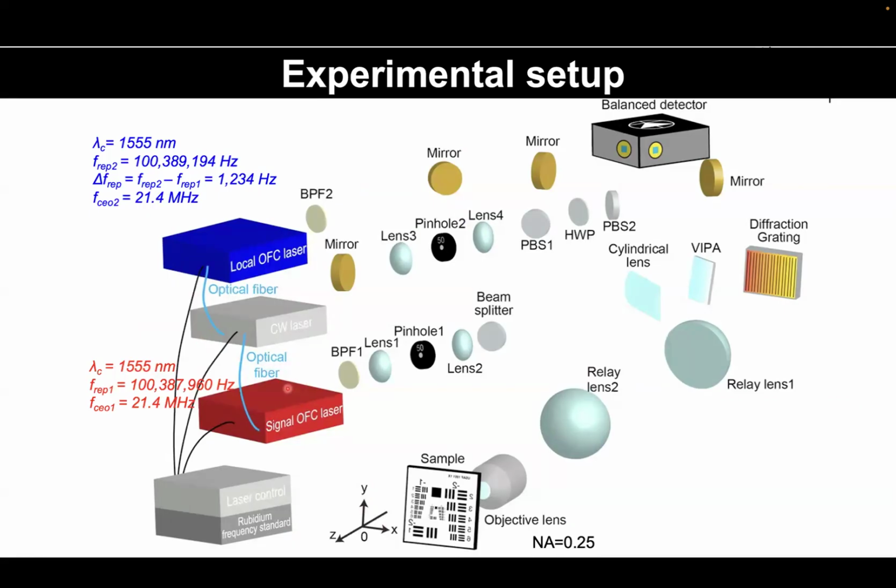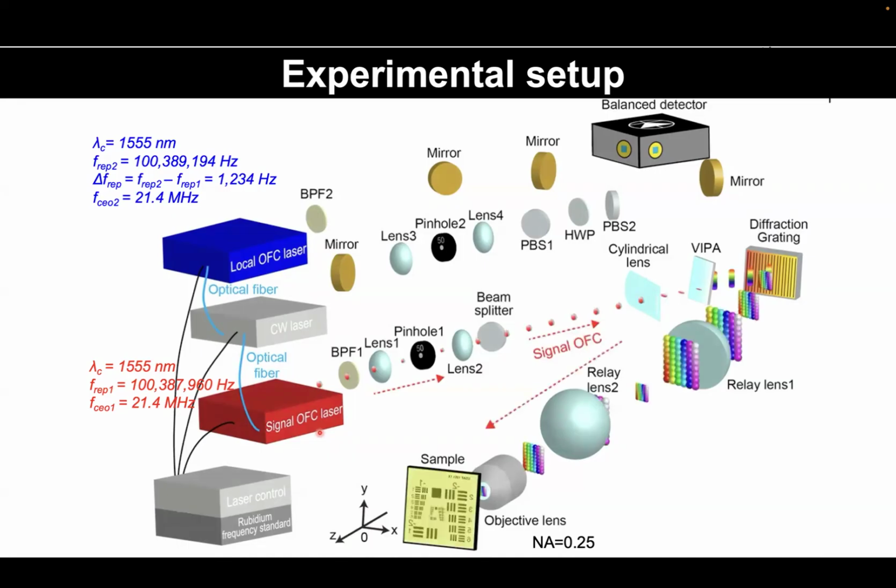F-rep and delta F-rep are set to around 100 megahertz and 1 kilohertz respectively. The signal OFC can pass through the light source pinhole and fit into the optics for 2D spectral encoding, and is focused onto a sample as a 2D array of focal spots.